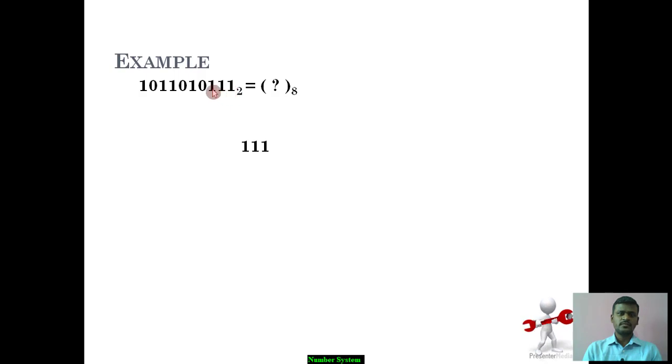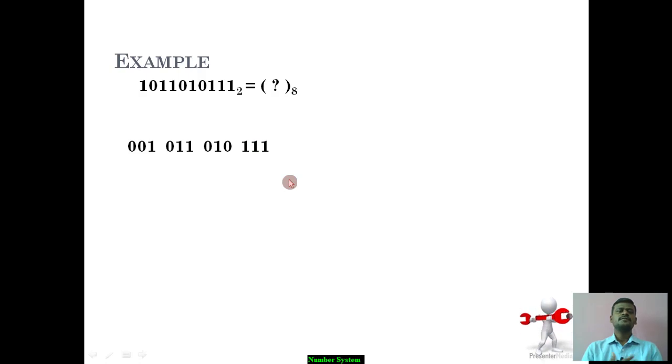That is 111 will be one group. Next, 010 will be another group. Next, 110 will be one more group. And now we are left with only one bit, that is 1. To make this 3 bits, we will add 2 zeros extra. That means to make it 3 bits, we will add 2 zeros on the left side of the single bit. Right? Now we have a total of 4 groups.